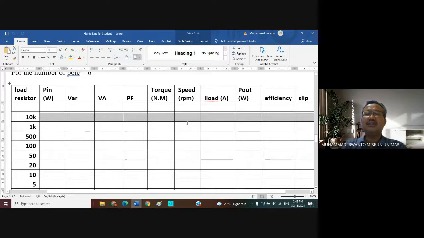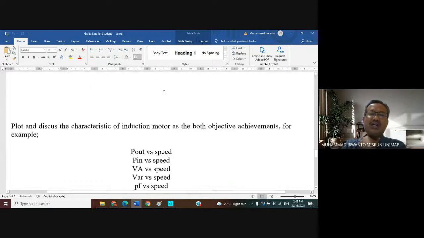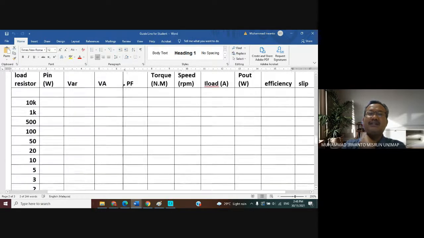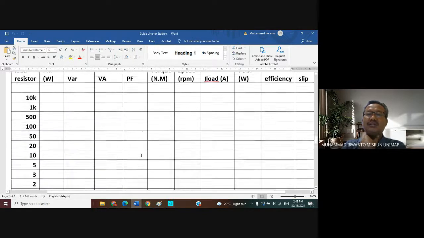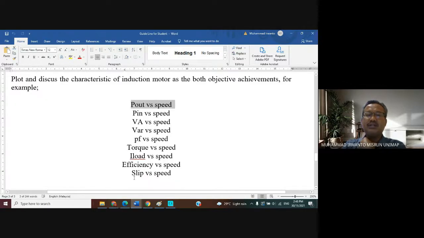Now after obtaining here, you can draw some of the curves, for example output power versus speed, from all this data. Input power versus speed, VA versus speed, var versus speed, power factor versus speed, torque versus speed, and slip versus speed, like that, and then discuss all of them. It is for objective 1.